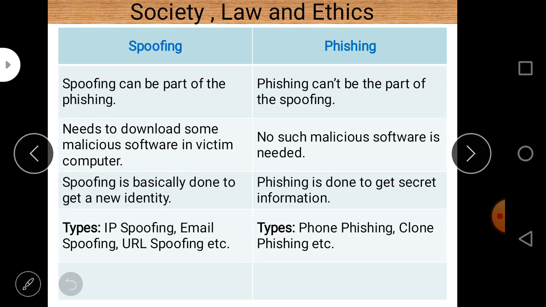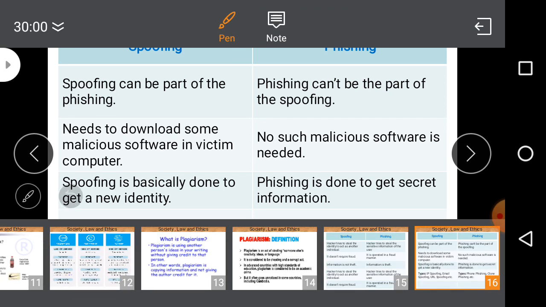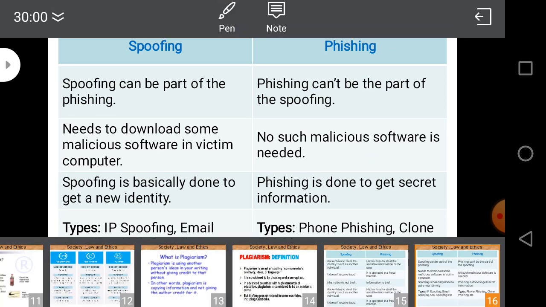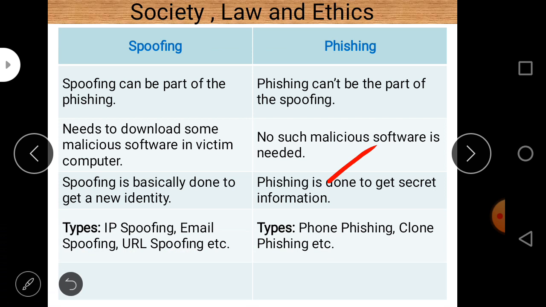Phishing is done to get secret information. So the most important point is that phishing is done to get secret information, and spoofing is basically done to get a new identity. That is the basic and most important difference between spoofing and phishing. If you have to write the answer in only one line, you can say that phishing is done to get secret information, and spoofing is basically done to get a new identity.